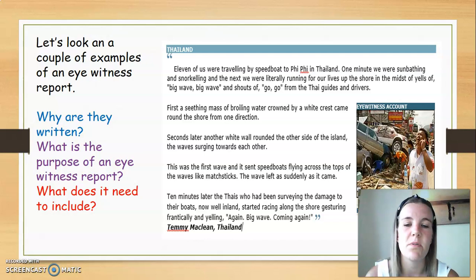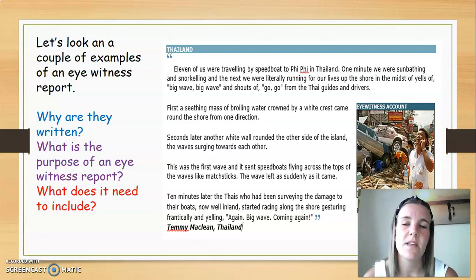Now, that eyewitness report was written by somebody called Temi McLean in Thailand. So, in order to have been an eyewitness of that tsunami, she will have been there. She will have witnessed that event happening and just seeing the devastation and the terror that people will have experienced on that day. So now that we've read that eyewitness report, why do you think it would have been written?